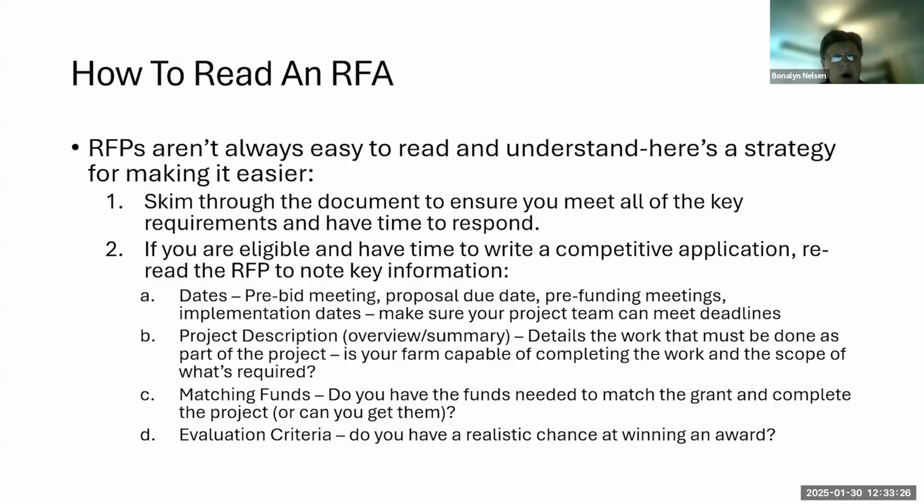The next thing you want to know is the project description, the summary that you are required to write about your project, what you want the money for, and how you intend to use it. This will describe the work that has to be done in order to complete your farm project. Is your farm capable of completing the work that you basically are promising to do? If, for example, the work has to be completed by a certain time and you're not sure you can get the necessary labor or parts or funding, then you might want to give it a second thought.